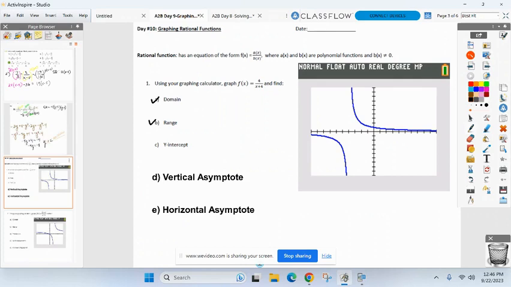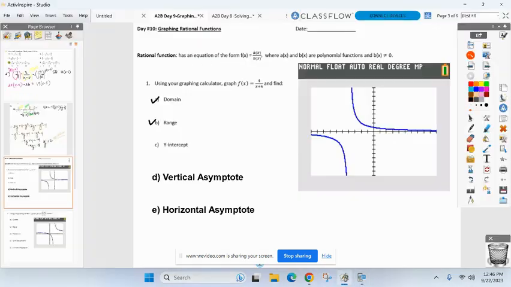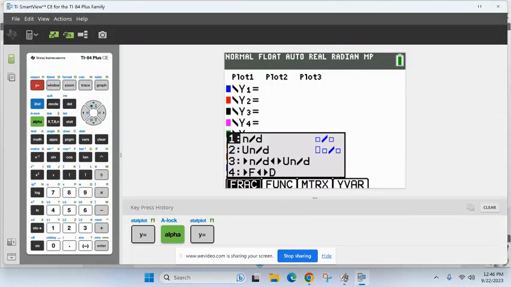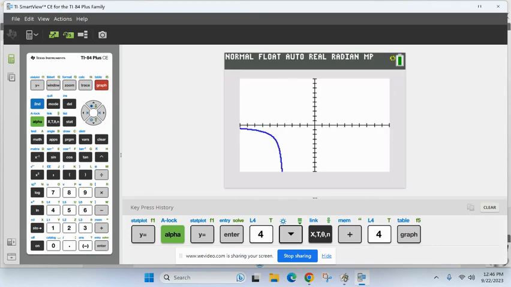All right, so my first graph, I want you to go to your y equals screen, please. Go to your y equals screen of your graph, and let's type in 4 over x plus 4. All right, 4 over x plus 4. So remember, get your fraction template. 4 over x plus 4. And let's see what this beast looks like.